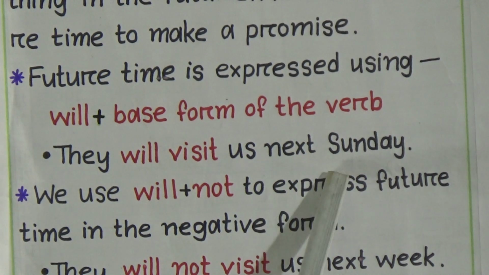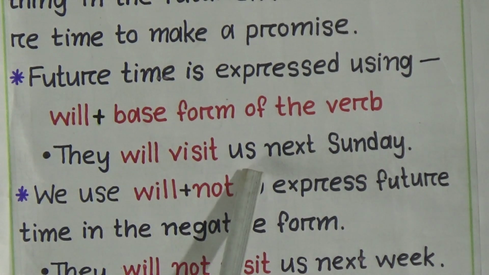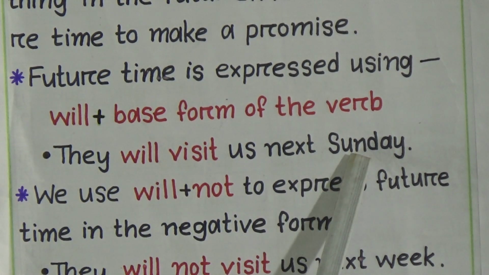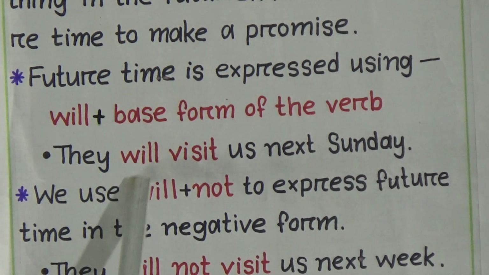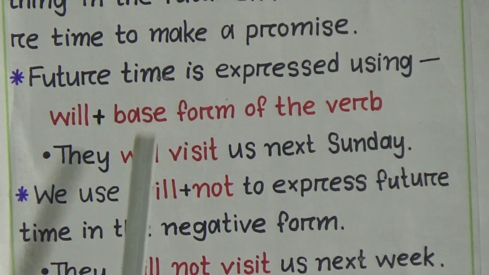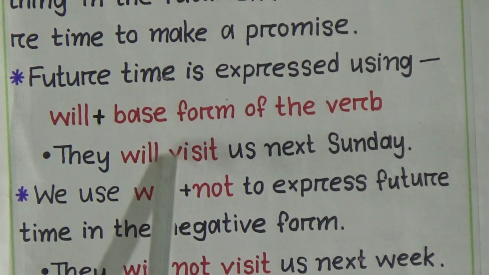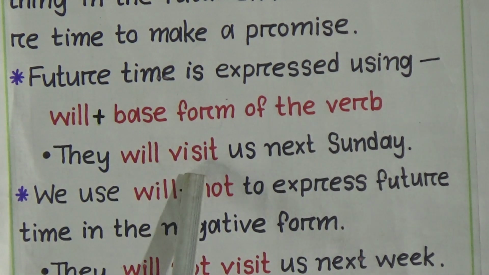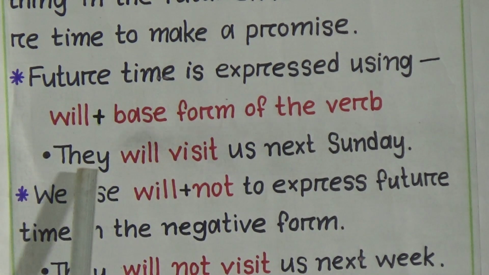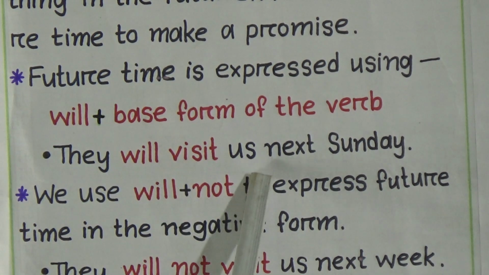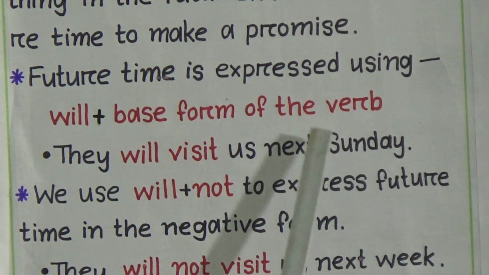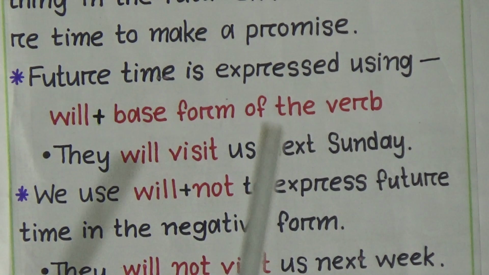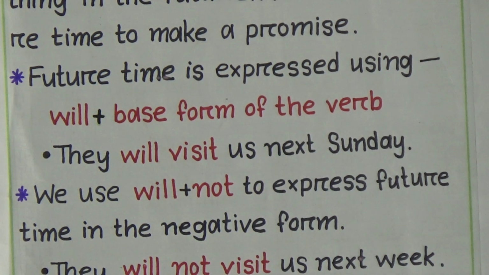Look at this example: they will visit us next Sunday. Here we find the verb will, and after will we use the base form of the verb, visit. So the sentence is, they will visit us next Sunday. Here next is the sign of future time.